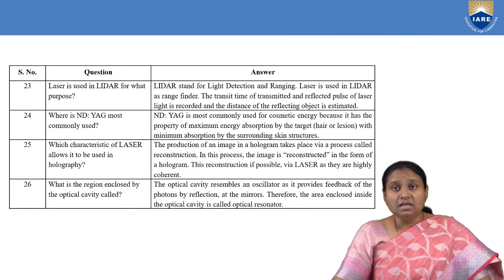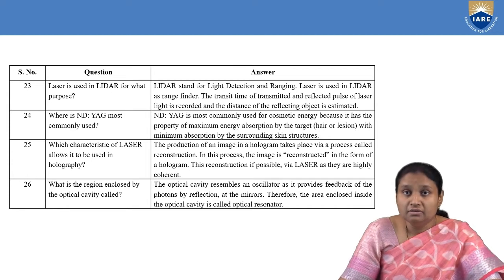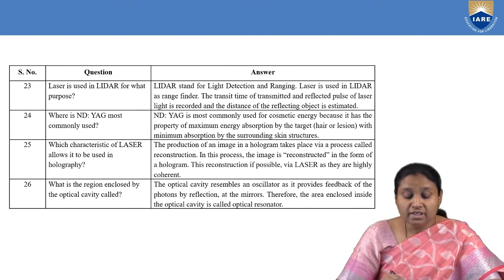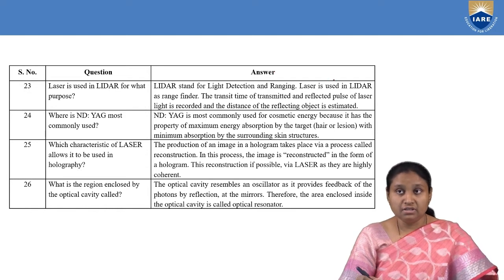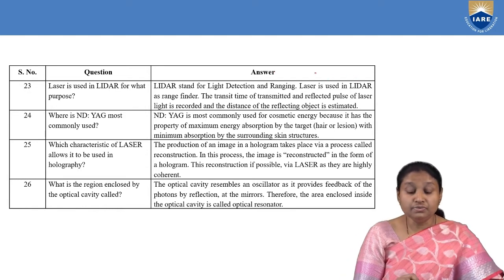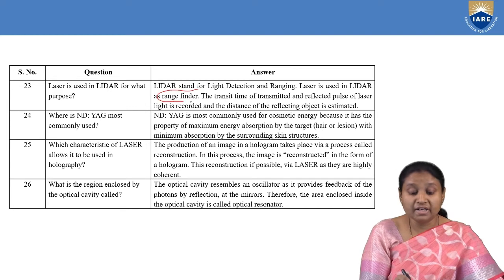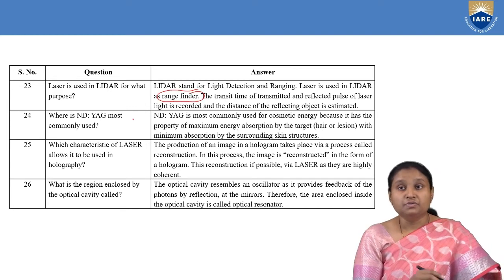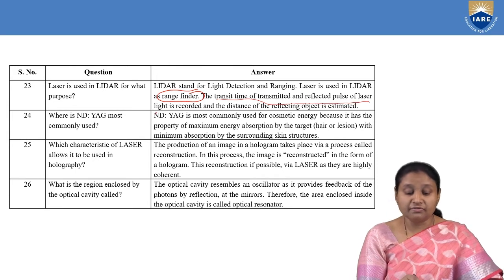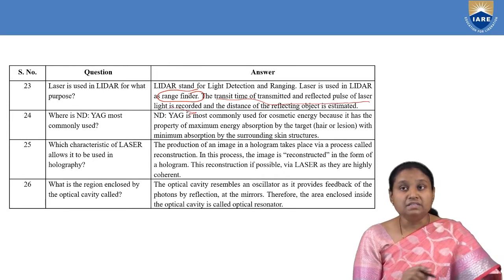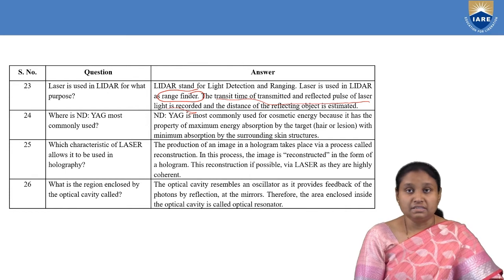The next question: laser is used in lidar for what purpose? Now if we take lidar, what is the full form of lidar? Light detection and ranging. And laser is used in lidar for what purpose? For range finding. The transit time of the transmitted and reflected pulse of laser light is recorded and the distance of the reflecting object is estimated.